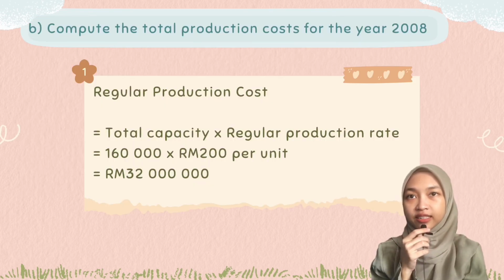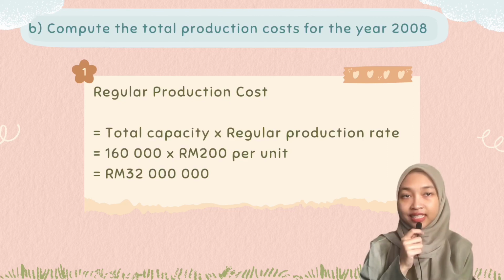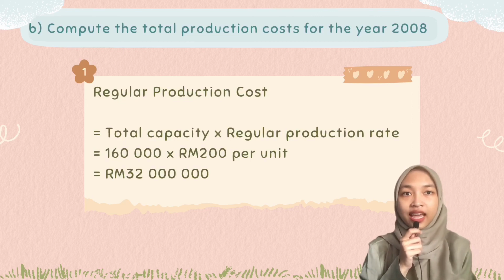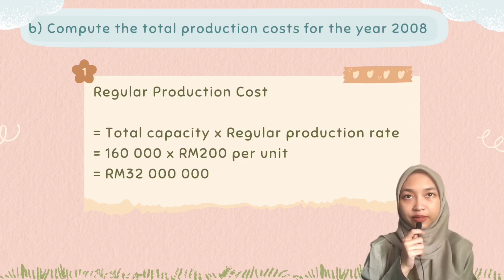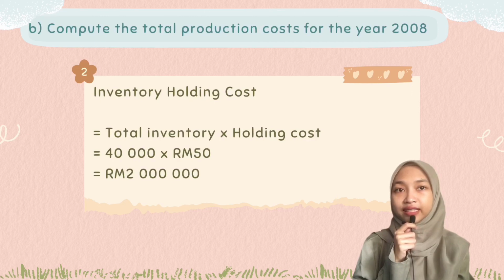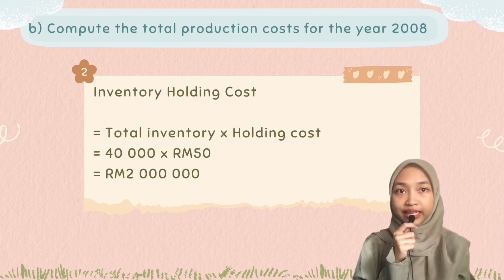So, the last question is to compute the total production cost for the year 2008. First, we must calculate the regular production cost. Regular production cost equals total capacity times regular production rate, where the total capacity is 160,000 and the regular production rate is RM200. So, the total regular production cost is RM32 million. Next, we need to calculate the inventory holding cost. Total inventory, which is 40,000, times holding cost, which is RM50, gives an inventory holding cost of RM2 million.